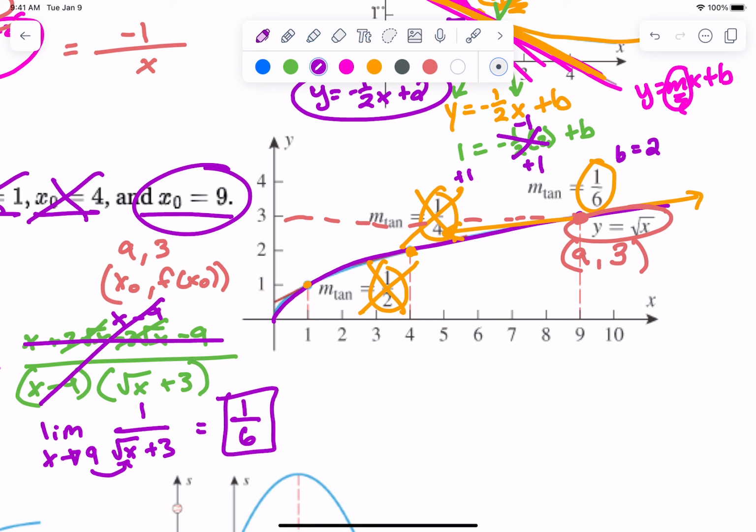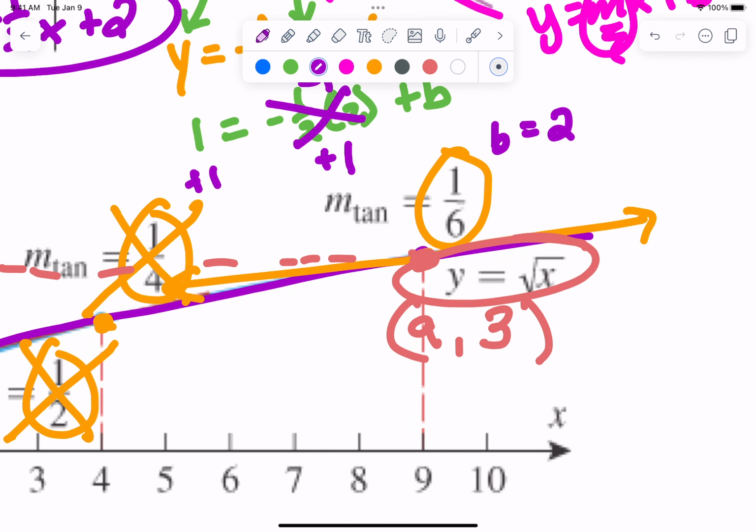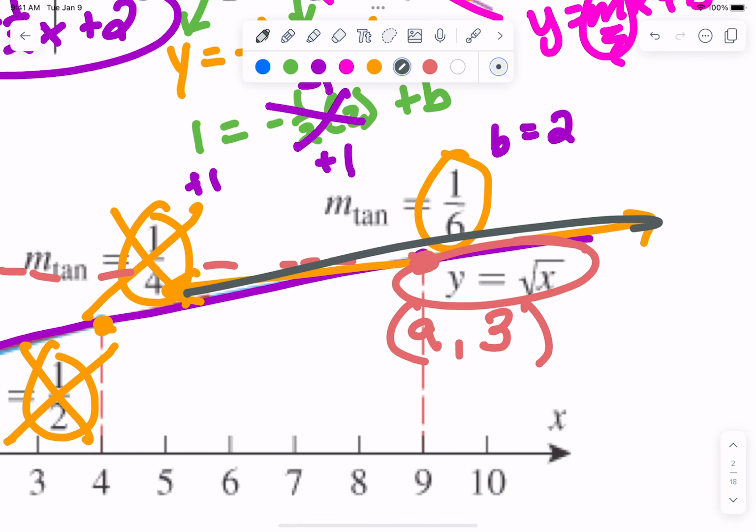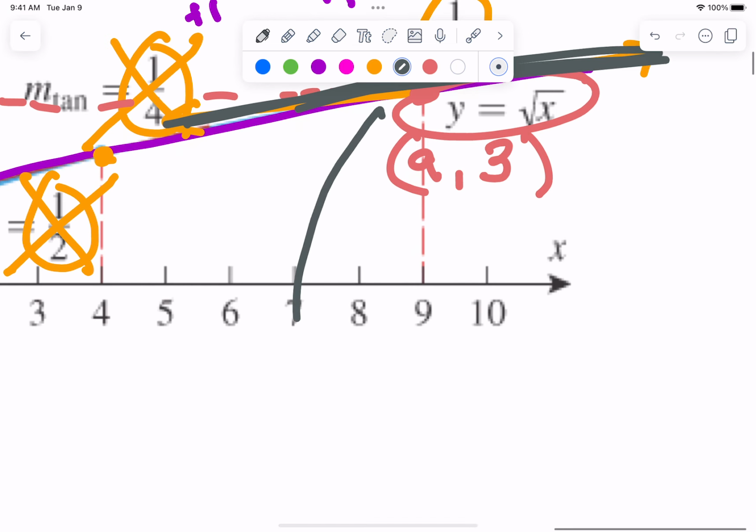Okay, 1/6 we just found is the slope. Let's say I want you to find the equation of that line right there. The equation of the tangent line, not just the slope of the tangent line. How do you do that? You plug it in. Y equals m x plus b.